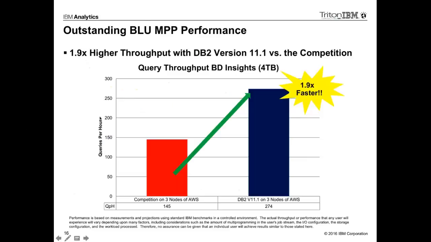Okay, this next example is a cloud-based example, so we can do this in cloud environments. This is running on AWS, which is Amazon Web Services. You could also do this on SoftLayer, or perhaps even internally, where you provision your own cloud servers. And you'll see that compared to the competition, we do very, very well, with significantly more throughput than the nearest competitor.